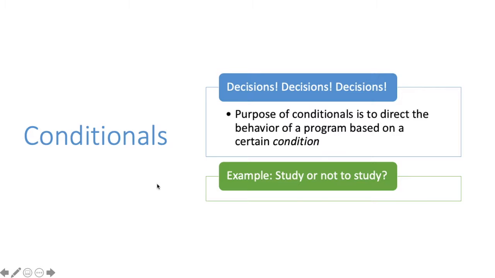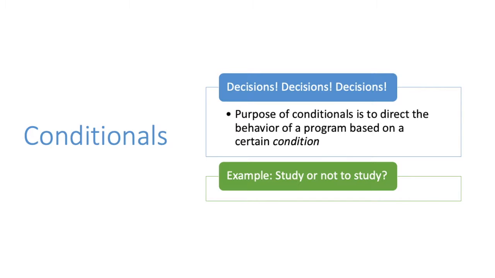To start off with, let's talk about why we need conditional statements. The purpose of conditional statements is to help direct the behavior of a program based on a certain condition that can be evaluated to true or false.